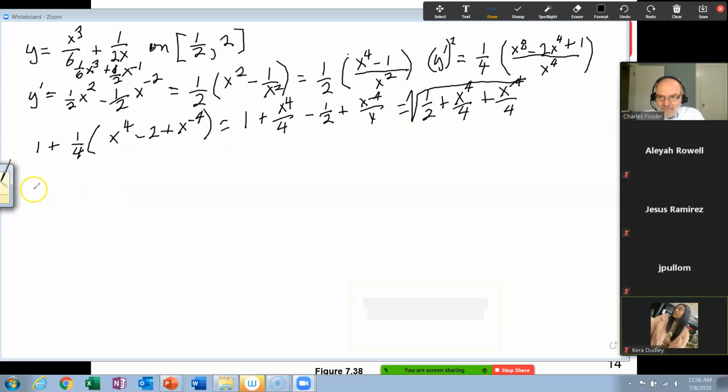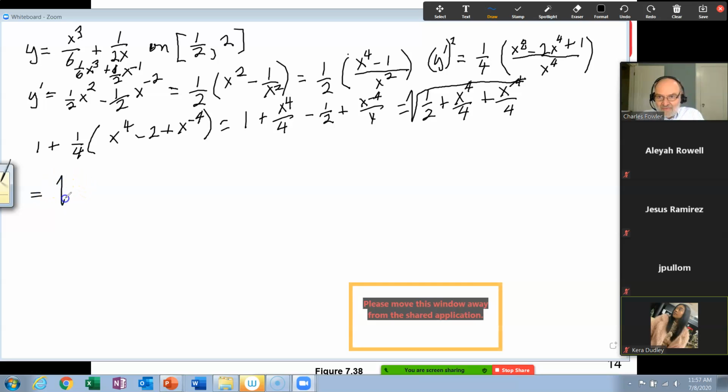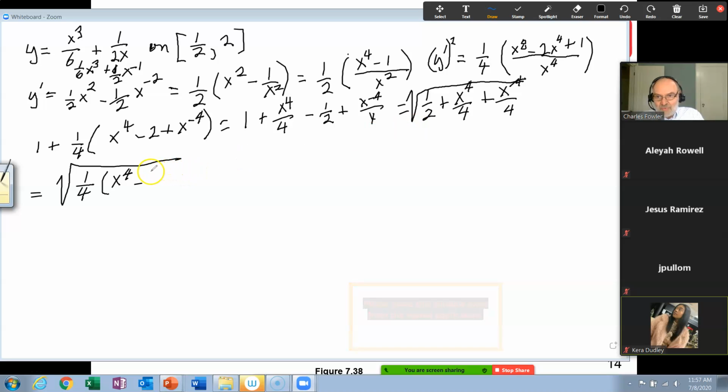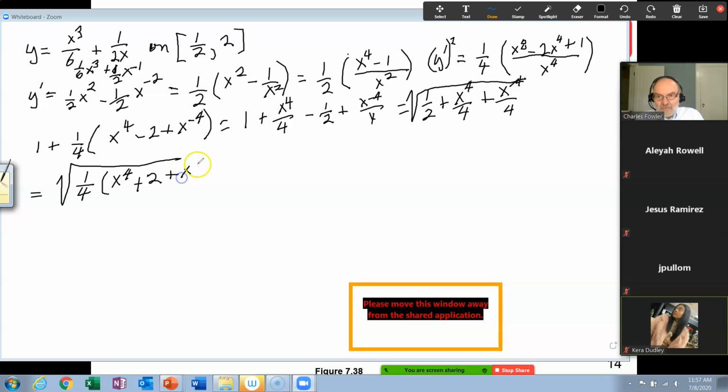So down here I'm going to write down that thing at the end there is equal to the square root of, I'm going to factor out a 1/4 because we had that up here too. And then what do we have left? I'm going to rearrange the terms here too. That would be an x to the 4th. Now the 1/2 here, if I factor out a 1/4, that becomes a 2. Only it's going to be a plus 2 now. And then the last term is going to be a plus x to the minus 4.